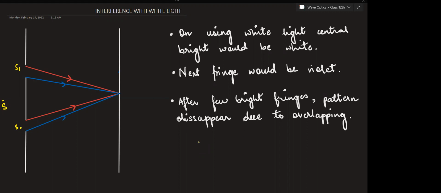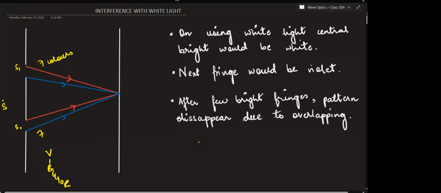Yes, class. Now interference with white light. If we use simple white light, then what happens? Dispersion. We have already studied this in ray optics. When we were studying dispersion, we studied that white light is composed of all the 7 colors. So if you use white light, all the 7 colors in the Vibgyor order of the rainbow will pass through, and at the center, it will form the central bright fringe.